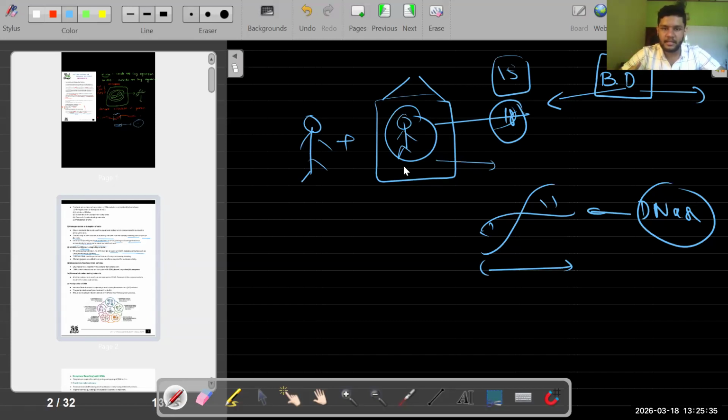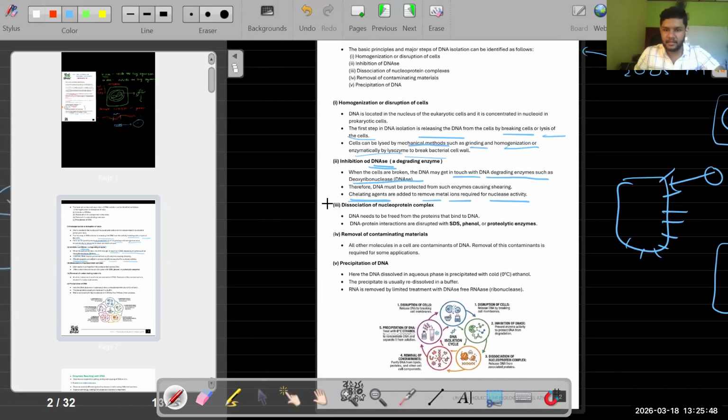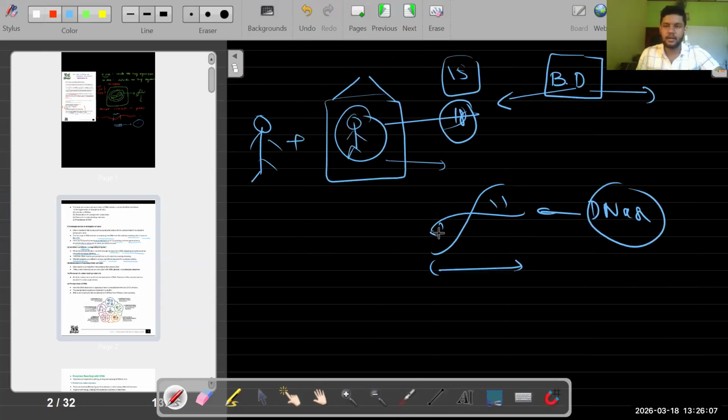So similarly, to prevent this degrading activity, we can add an agent called a chelating agent. What does the chelating agent do? It removes the metal ions required for nuclease activity. Now, they haven't given an explanation for this statement in your syllabus. I'll give a small explanation, but don't write what I'm explaining now in your paper. If they ask, don't write this, because I'm giving it just for explanation.